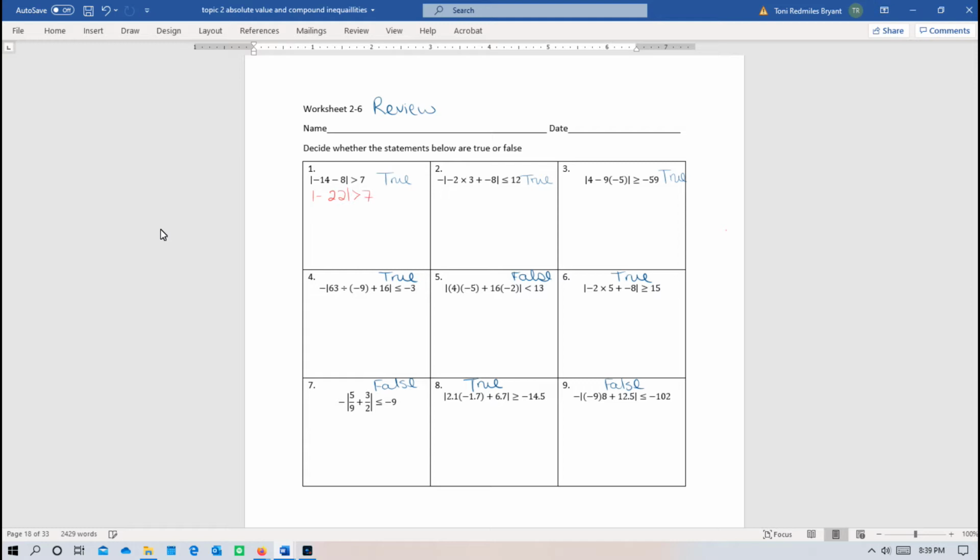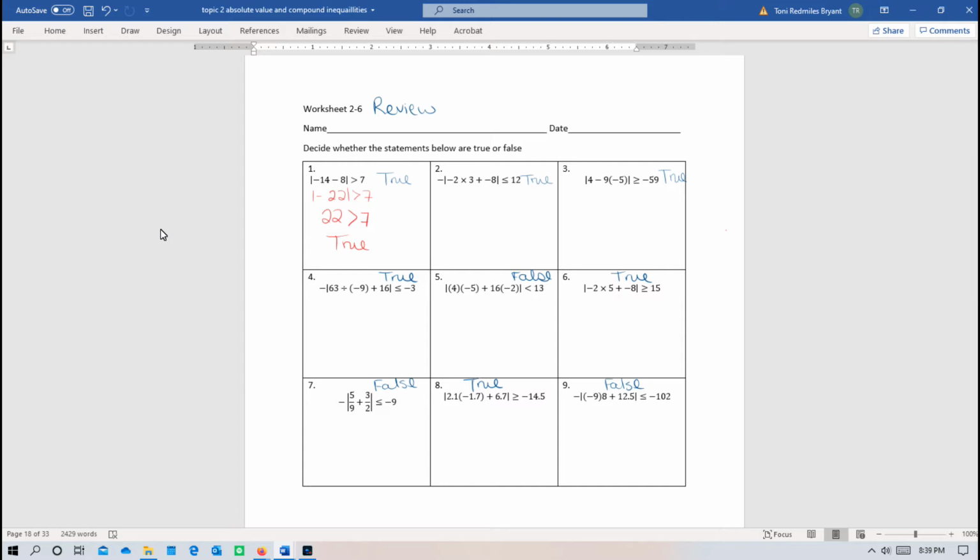All right, now I can apply that absolute value. Remember, absolute value is spaces away from 0. It's not the same as an opposite. It's always going to go back to positive because it doesn't make sense to measure spaces away from 0 negatively. I don't say I walked negative 1,000 steps today. Distance is just a positive mode of measurement. Okay, so 22 is greater than 7, so this is a true statement.